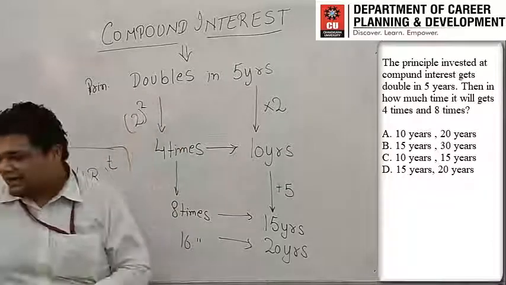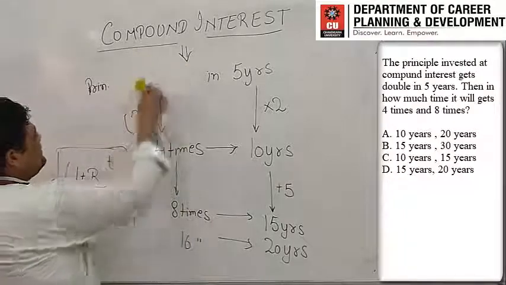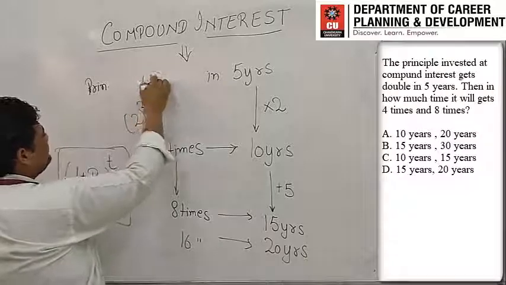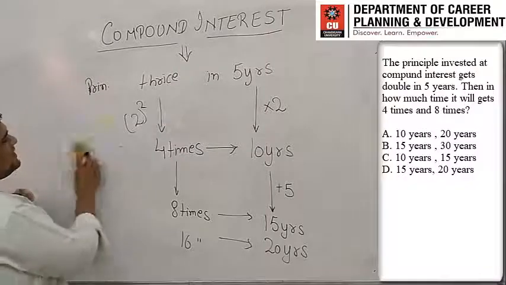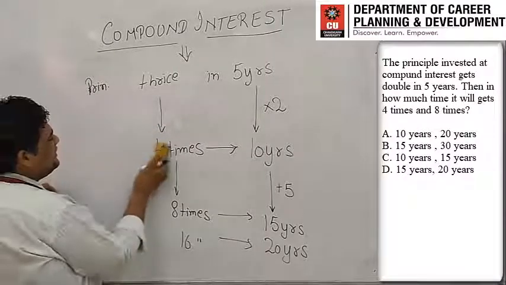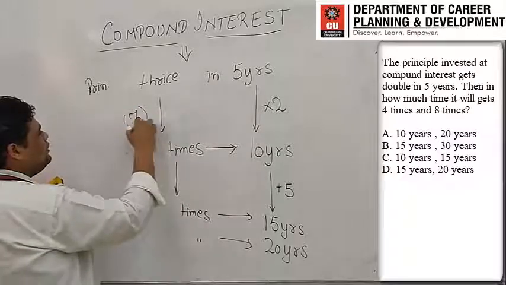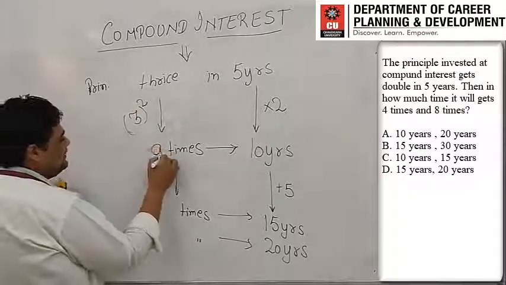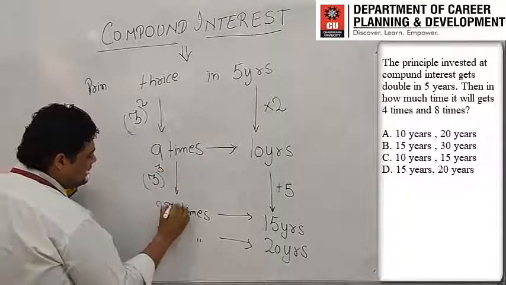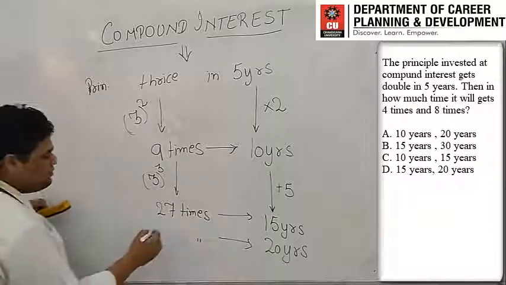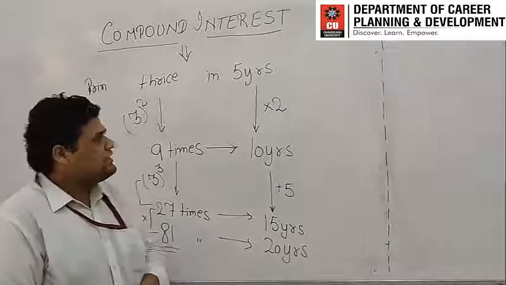If it is given that it is getting thrice in 5 years, then it will definitely ask 3-fold, 3 to the power 2, that is 9 times. Then 3 to the power 3 means 27 times. Then 3 to the power 4 means 81 times. Okay? So this is the concept of compound interest.